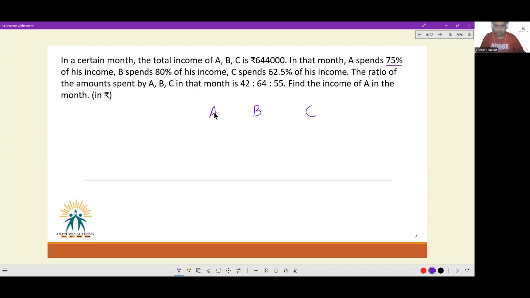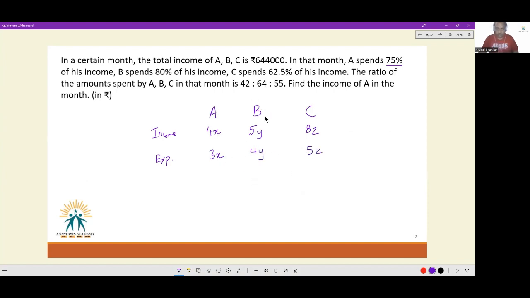First, only looking at A and B. So let's say, 75% means 3 by 4, so let the income be 4x here. 80% means 4 by 5, so let the income here be 5y. And C spends 62.5% of his income, which means 62.5% is 5 by 8. So let his income be 8z. So 4x, 5y, and 8z, we have taken their incomes. So the expenditures that they have will be 3x and 4y and 5z.